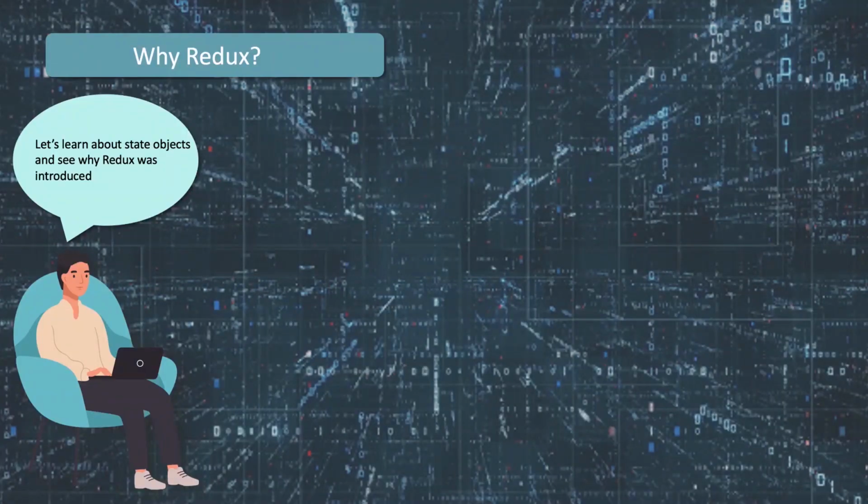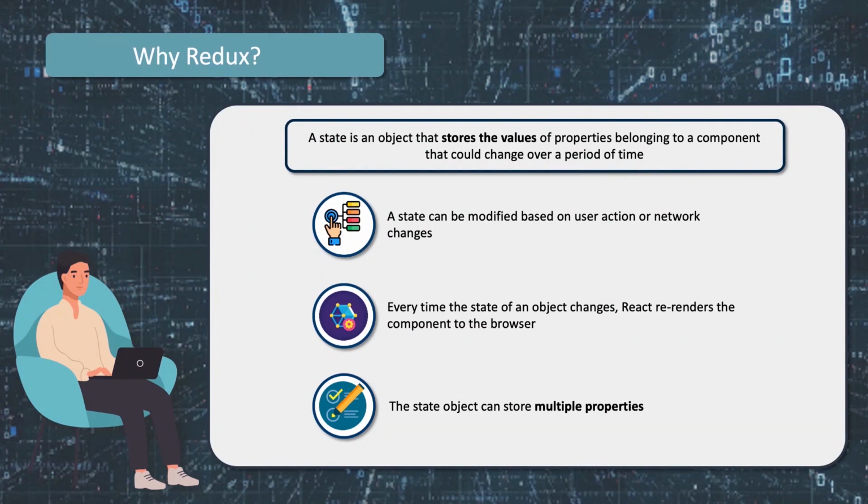So why would you use Redux? Well, the reason why you'd want to use Redux is that Redux understands and helps manage the state of an object. And Redux was introduced to help address some problems that you were having with React. So the state of an object stores values and properties that belong to components that could potentially change over time. So the state could be modified by actions in your network. There could be changes to the re-render of the component in the browser. The object could also potentially store multiple properties.